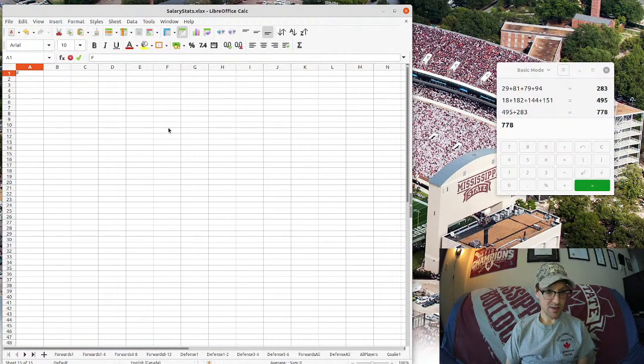So we want one word, 1 to 4, 4 words, 4 to 8, 8 to 12, total. 1 defense, 1 to 2 defense, 2 to 3 to 4 defense, 5 to 6 defense, total players.